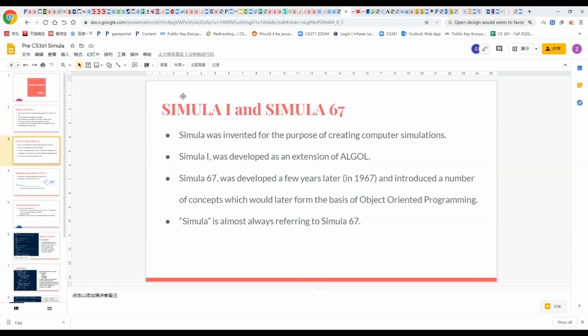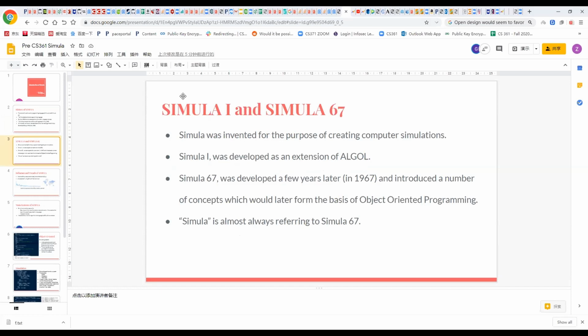So, Simula 1 and Simula 67. Simula was invented for the purpose of creating computer simulations, and that is what led to the development of object orientation. Discrete things that needed to be simulated within a system became the first objects. And Simula is the name of two closely related computer programming languages.